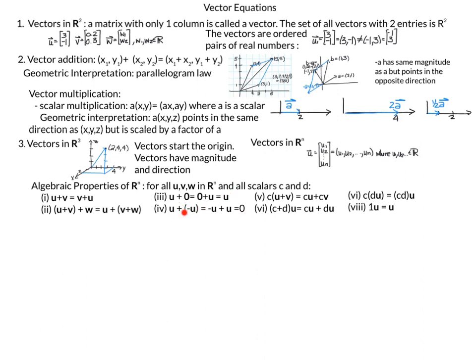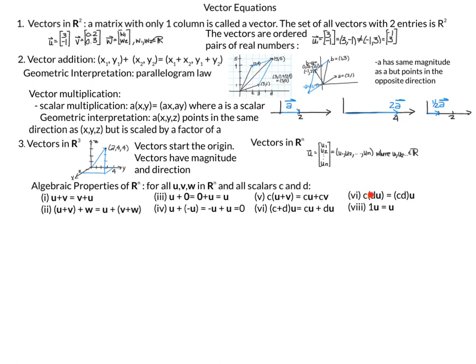We also have something called an additive inverse. So u plus minus u, multiplying u by a negative, will give you the additive inverse that when you add it together with u, you get the zero vector. We also have this distributive property for scalars. So c times (u plus v) is equal to cu plus cv. And we have (c plus d) times u is equal to cu plus du.